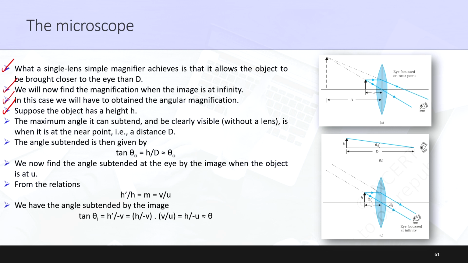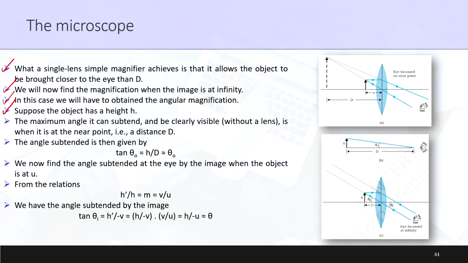Therefore, the maximum angle at which it can subtend and be clearly visible without a lens is when it is at the near point, at the distance capital D. So, basically it is viewed at this location. This is the simple mathematical definition of magnification. Magnification is nothing but the angle subtended. The angle subtended is tan theta naught, which is equal to small h by capital D. Now, with the simple assumption of ray optics that tan theta is approximately equal to sin theta, which is approximately equal to theta, we can write tan theta naught equal to h by capital D, which is approximately equal to theta naught.